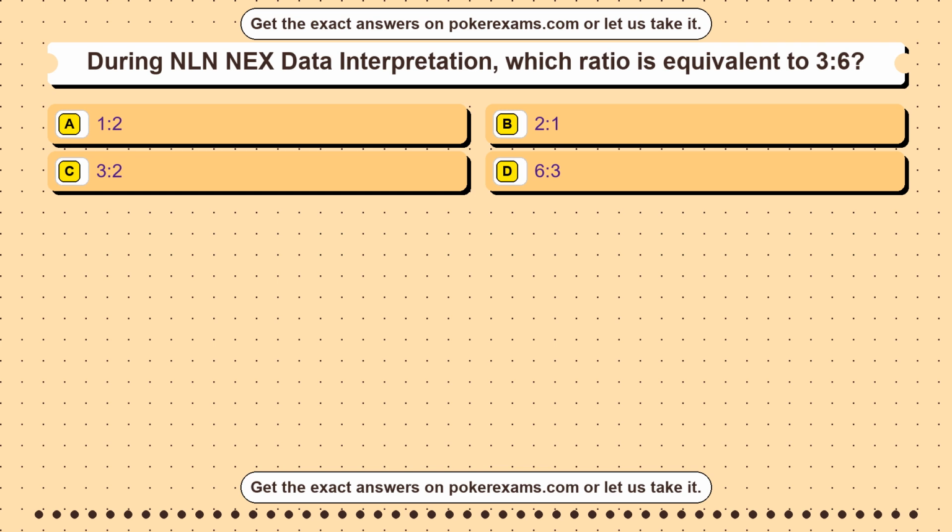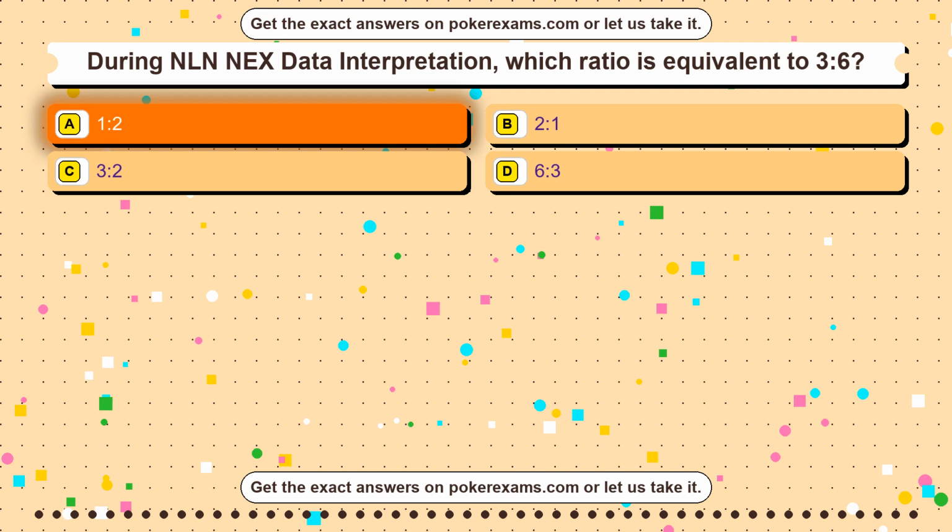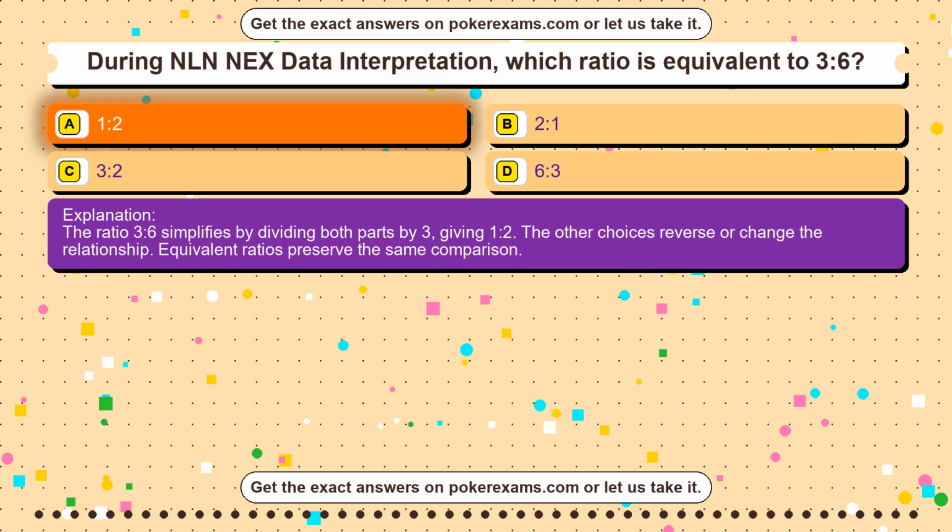Question 1. During NLN NEX Data Interpretation, which ratio is equivalent to 3:6? Option A 1:2. Option B 2:1. Option C 3:2. Option D 6:3. The correct answer is option A. 1:2. The ratio 3:6 simplifies by dividing both parts by 3, giving 1:2. The other choices reverse or change the relationship. Equivalent ratios preserve the same comparison.